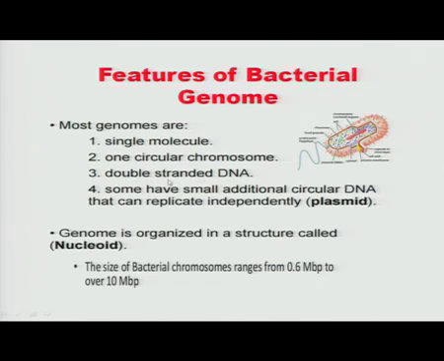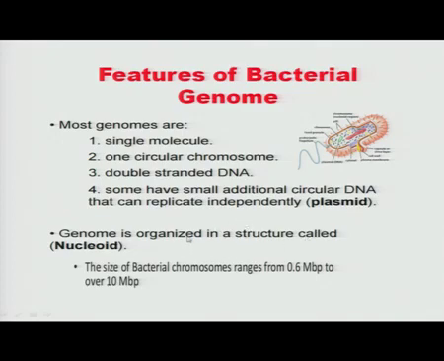The DNA is double stranded. Double stranded means, according to Watson and Crick, DNA has two polynucleotide chains. The same DNA is present in bacteria also. But a virus may have single stranded DNA, double stranded DNA, single stranded RNA and double stranded RNA. In bacteria, only double stranded DNA is present, and some additional circular double stranded DNA is also present, which is called plasmid.